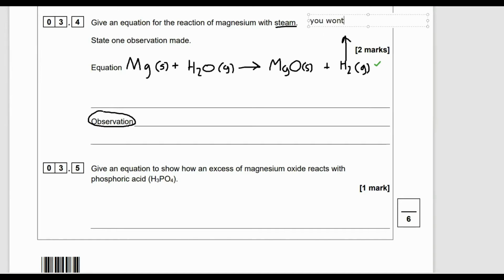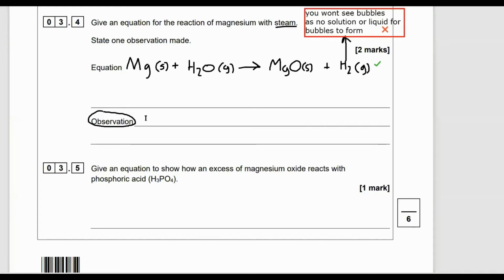Now, for the observation, just a warning, don't put you're going to see bubbles. Not that they accept bubbles at A level. You have to say effervescence. But you can only see bubbles or effervescence if there is either water or aqueous solution present. And as you can see from the state symbols, we don't have an aqueous solution or liquid present. So you wouldn't be able to see the bubbles of hydrogen gas as it forms. So don't put effervescence. Right. So what is a possible observation?